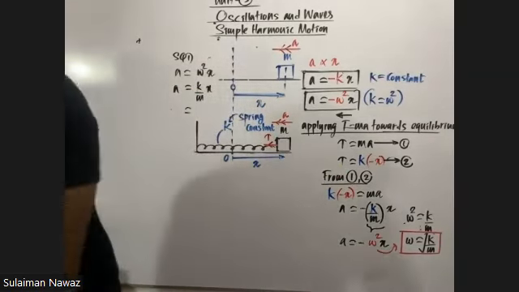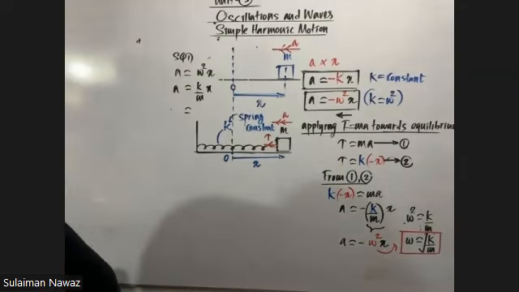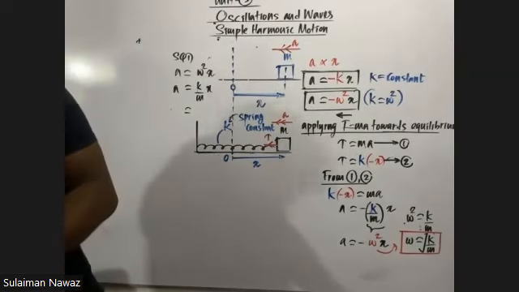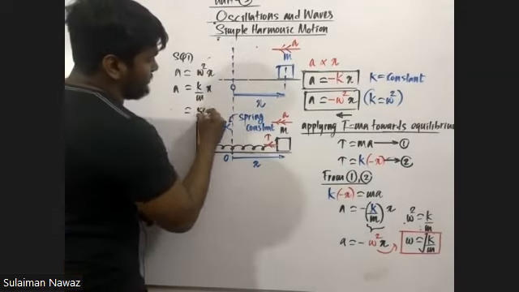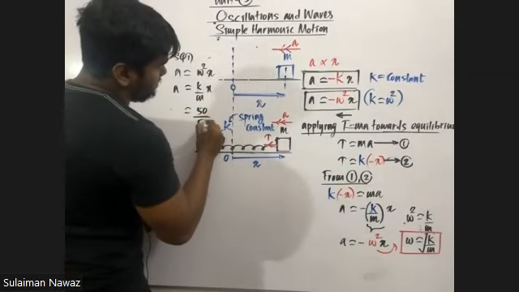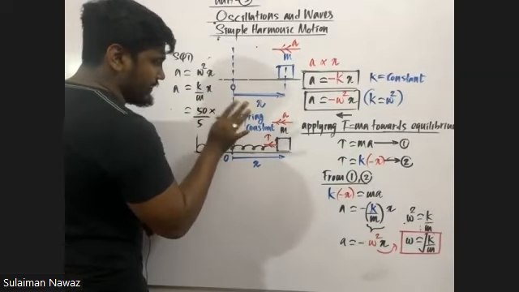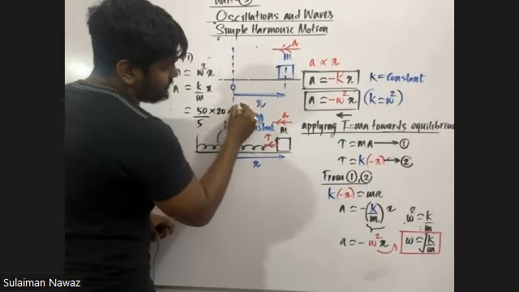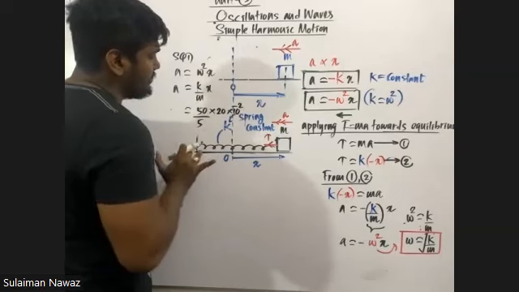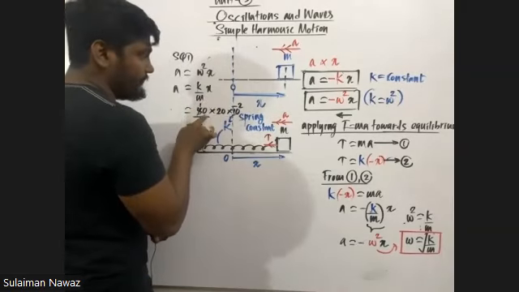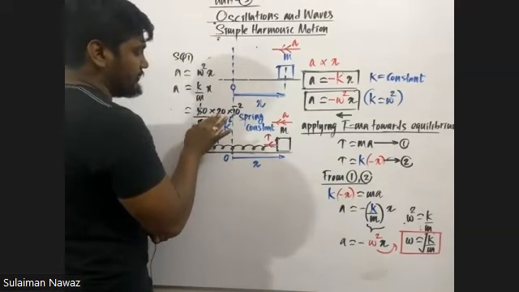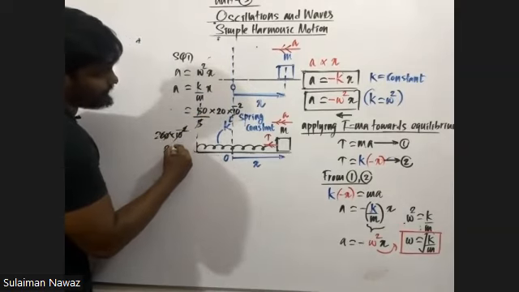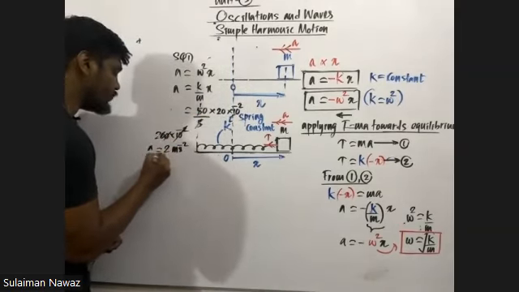They have given spring constant is 50, mass is 5 kilogram, and extension, that means x, is 20 centimeters. How do you convert to meters? 20 into 10 to the power minus 2, if you want to convert centimeters into meters. Then 5 cancels out here, it's 10. 10 into 20 means 200, 200 into 10 to the power minus 2 means just 2. Acceleration is just 2 ms minus 2.